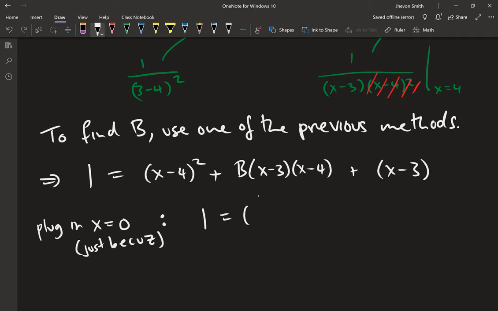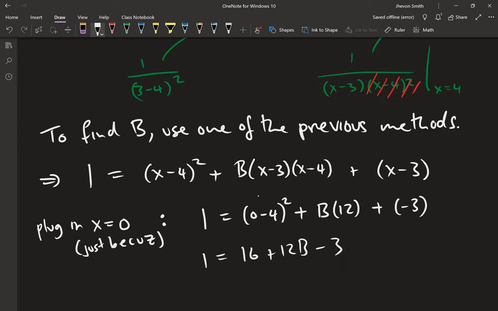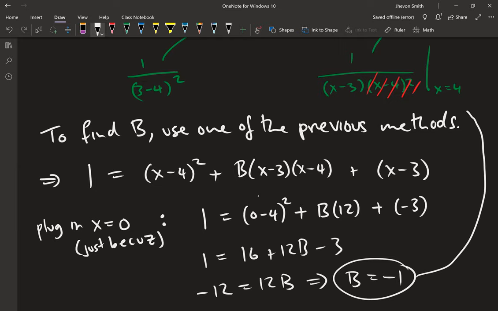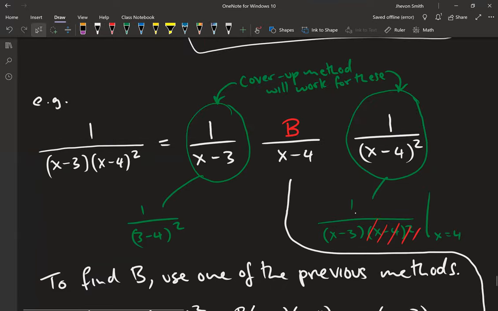So if you plug in x equals 0, you'd get 0 minus 4 squared, plus you'd get b times 12, and you would get minus 3. So you would have 1 equals 16 plus 12b minus 3. So 16 minus 3 is 13. You move it to the other side here. This is minus 12. And so you would get b equals minus 1. And that is what you would bring up here and plug in b equals minus 1.